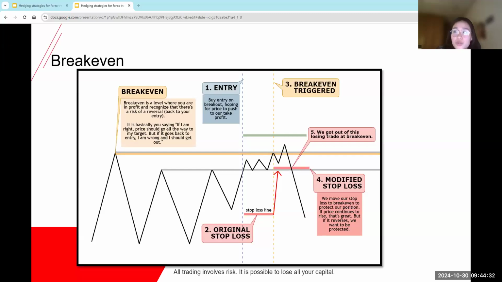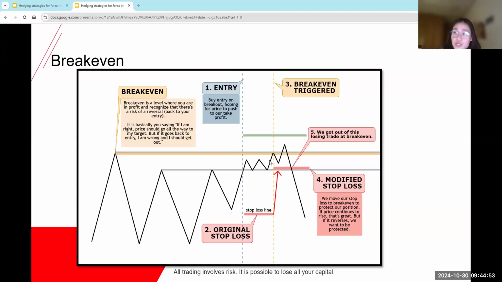So for your entry, you are placing it at this swing high resistance, right? Price broke out of it, so we're going in for a buy entry, hoping for price to push to our take profit, this green level here. Our original stop loss is way below here, below this swing low.